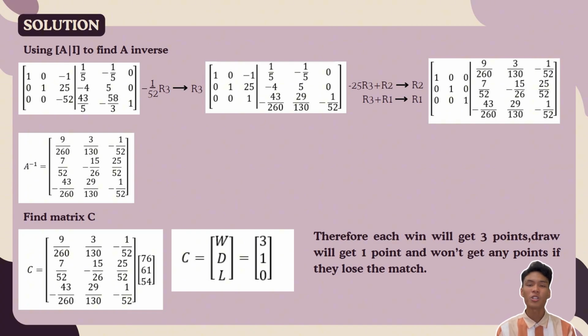Now back to the equation of the inverse method, which is C equals A inverse times B. So we multiply A inverse with B and we will get the matrix C, which is 3, 1 and 0. Therefore, each win will get 3 points and each draw will get 1 point, and the team won't get any point if they lose the match.